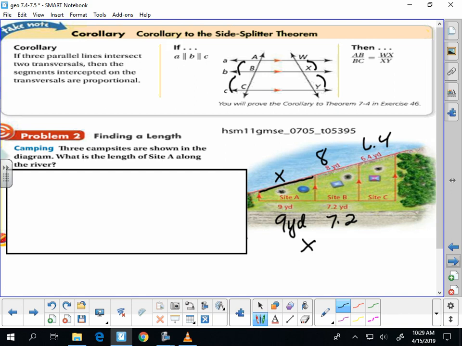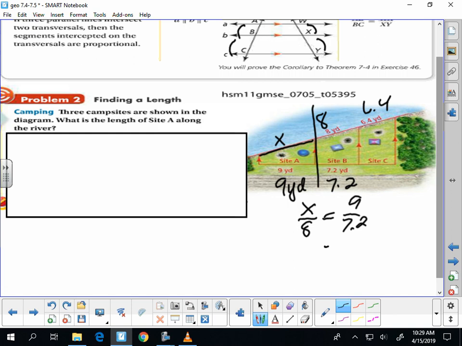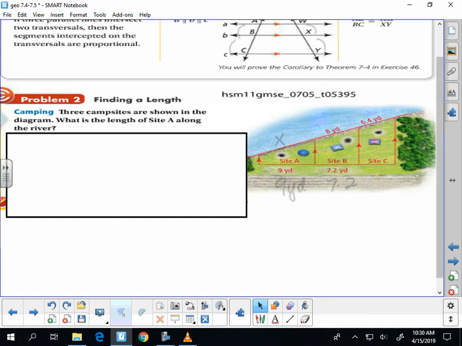I'm going to do X over 8 equals, extend my parallel lines, 7.2, 9 times 8. 72 equals 7.2x, so x has to be 10. Now it says, what if we were camping at campsite C? Sorry, 9, 7.2, 8, 6.4, C.